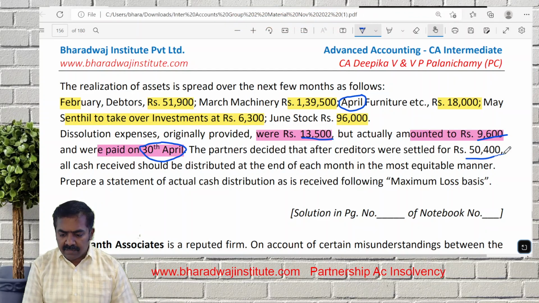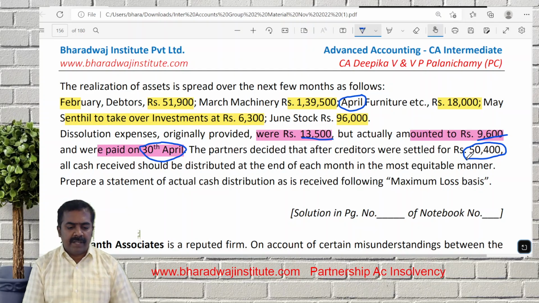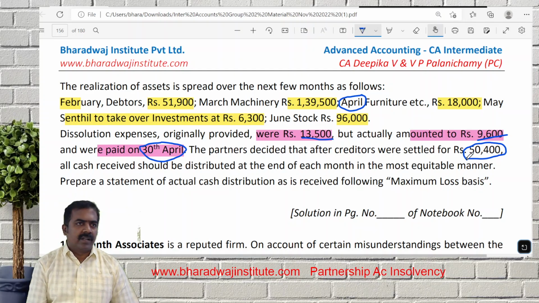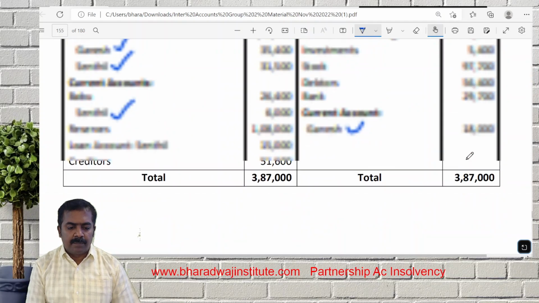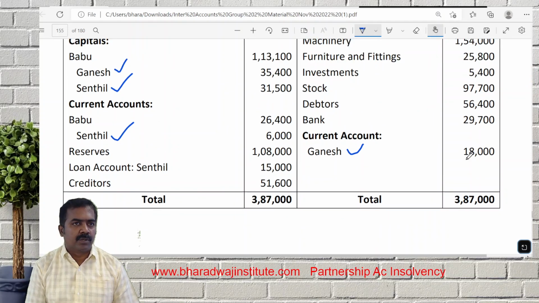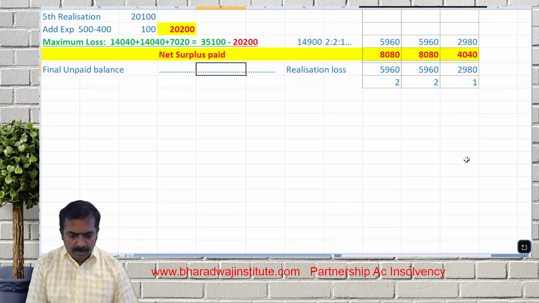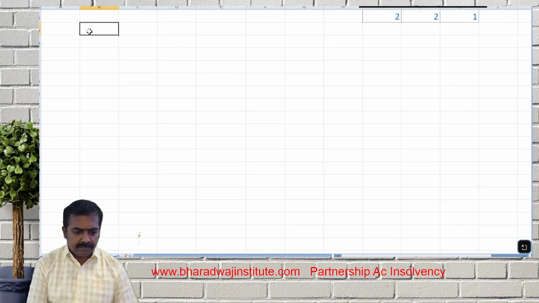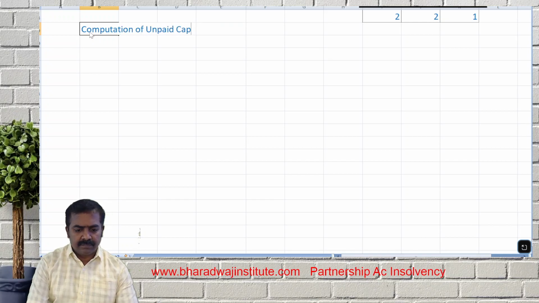Then read further. Creditors are settled at 50,400. Creditors are paid 50,400. So before we start solving the problem, we have to work out unpaid capital. We have to work out which one? Unpaid capital. Start. Computation of unpaid capital. We are going to work together for this problem.